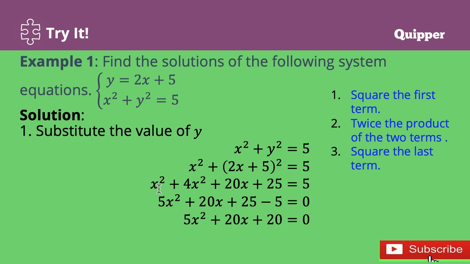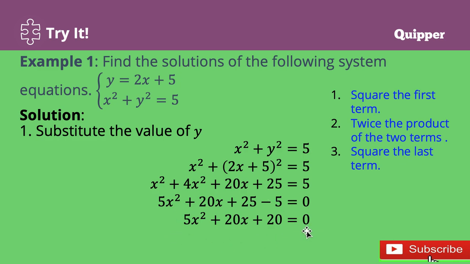Next is combining like terms. x^2 + 4x^2 can be combined because they have the same variable and same exponent. x^2 + 4x^2 is 5x^2. Then just copy 20x since there is no other similar term for this. And then 25, transpose this positive 5 to the left side. So we have negative 5 and equate it to 0. 25 - 5 is 20. And now we have 5x^2 + 20x + 20 = 0.